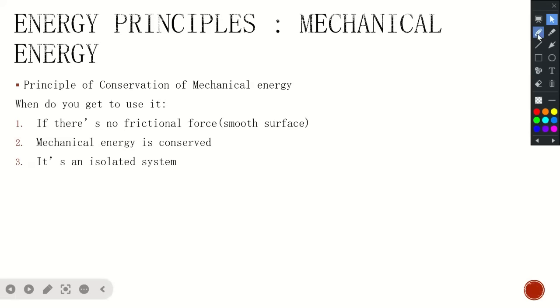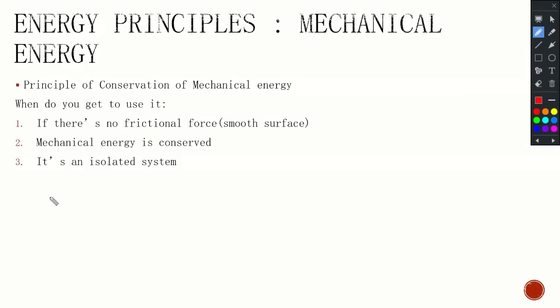Now we're going to look at cases whereby we will get to use the principle of conservation of mechanical energy. So we have these 3 cases here. It says we must use this principle if there is no frictional force, meaning it's a smooth surface. And then number 2, if the mechanical energy is conserved. And then number 3, if it's an isolated system. This means that the net external forces are equal to 0.